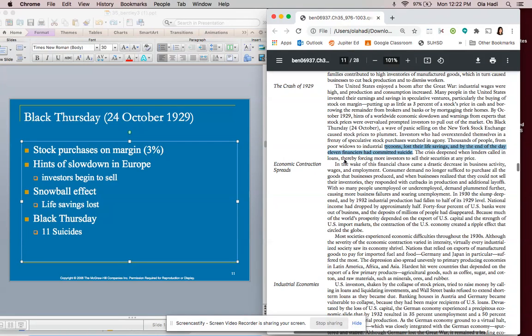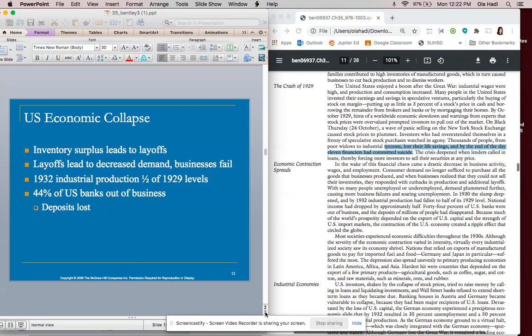By the end of the day, 11 financiers had committed suicide. This is telling you the gravity of the situation.